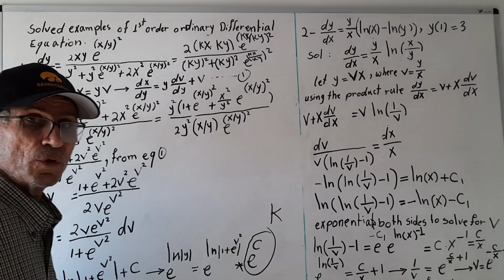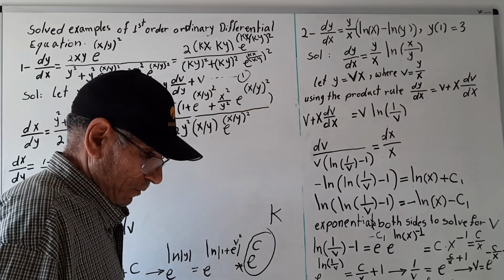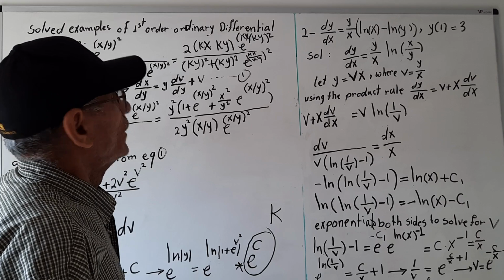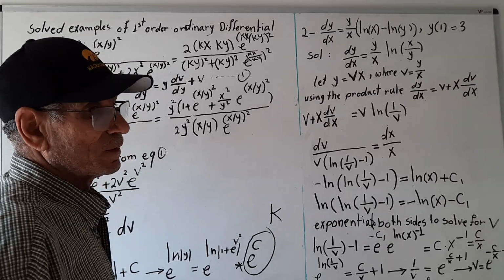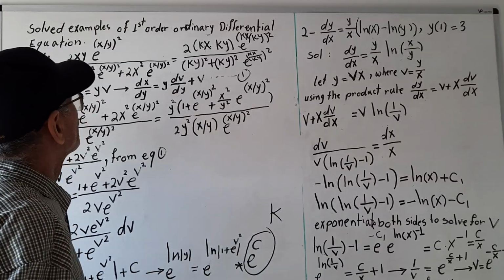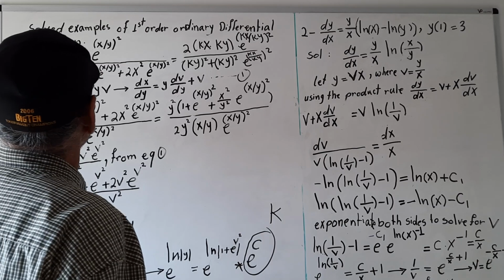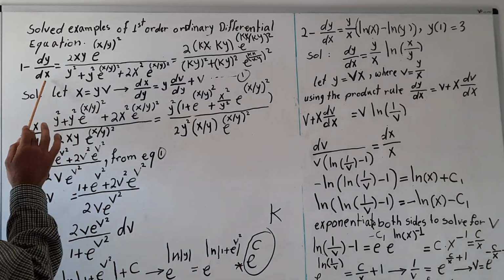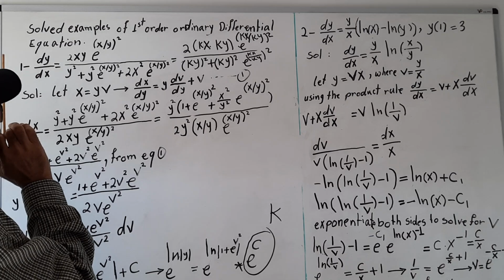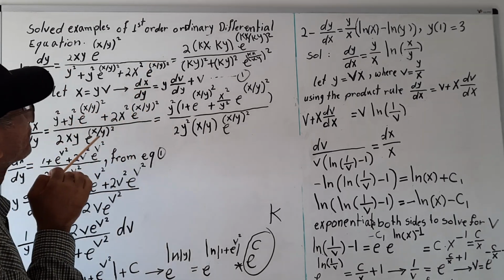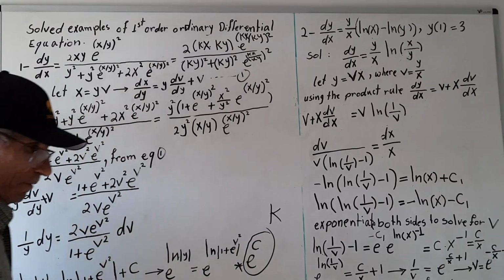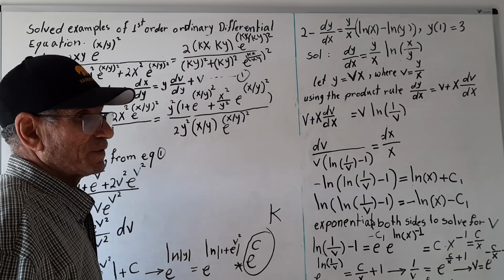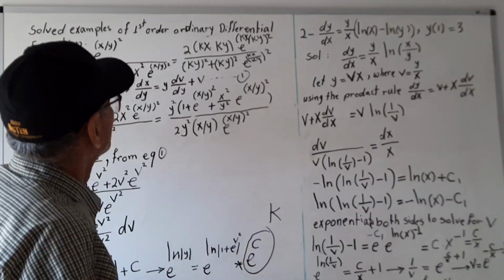Today we will have two examples of first order homogeneous differential equations. The first one, dy over dx equals this fraction. And first we need to check if it is homogeneous or not.